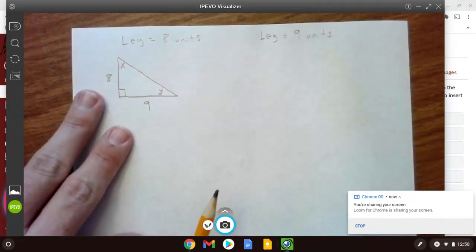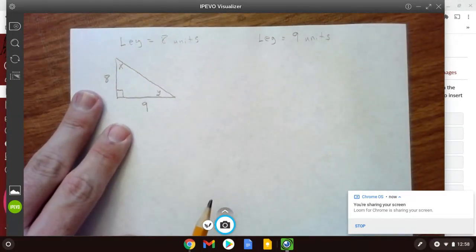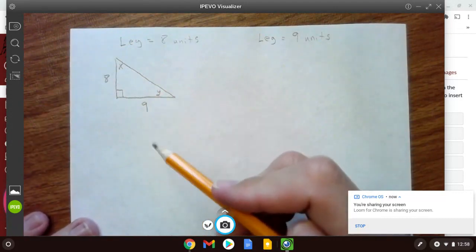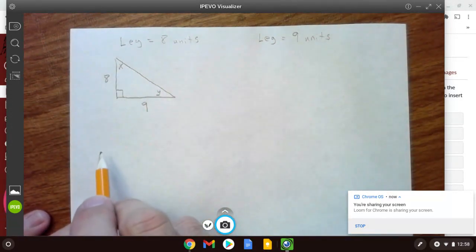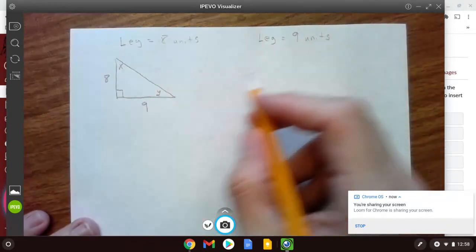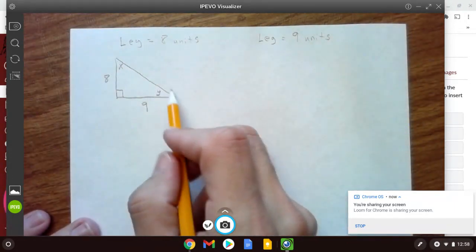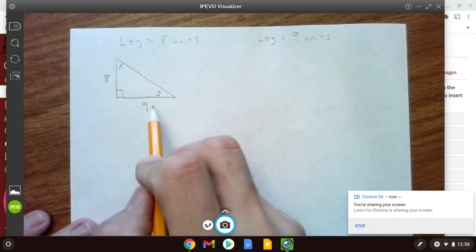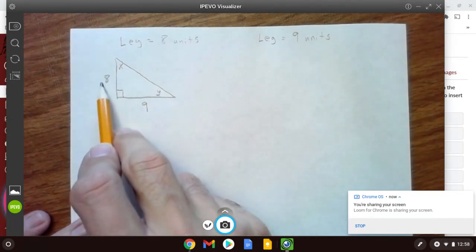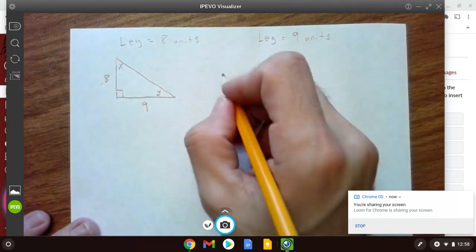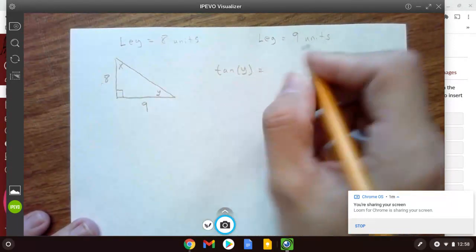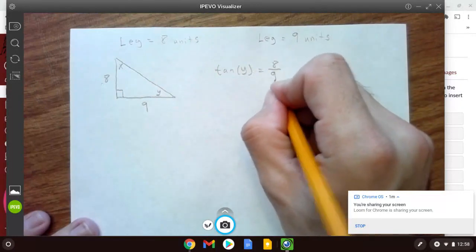All right, so let's use the Pythagorean theorem first. Now, you don't actually, hold on. We'll wait on that missing side. So let's solve for x and y first here. So we need to make a trig function that relates y to the 8 and 9. Well, 8 is opposite y and 9 is adjacent to it. So we're going to use tangent of y is equal to 8 over 9.